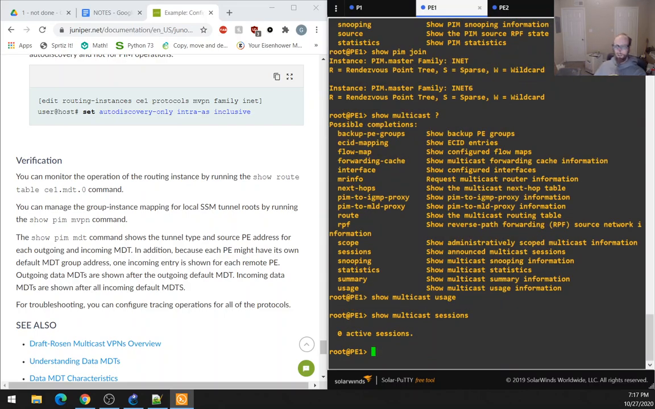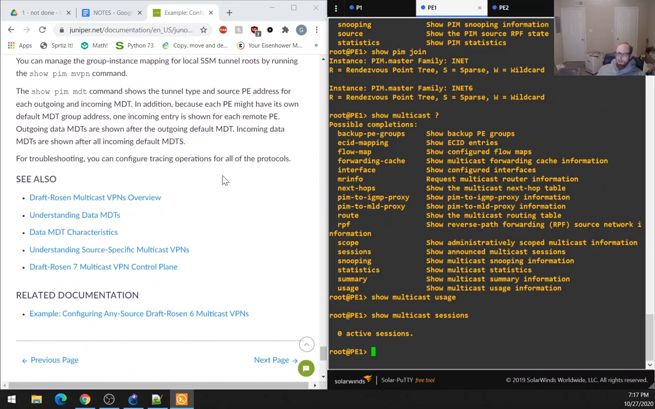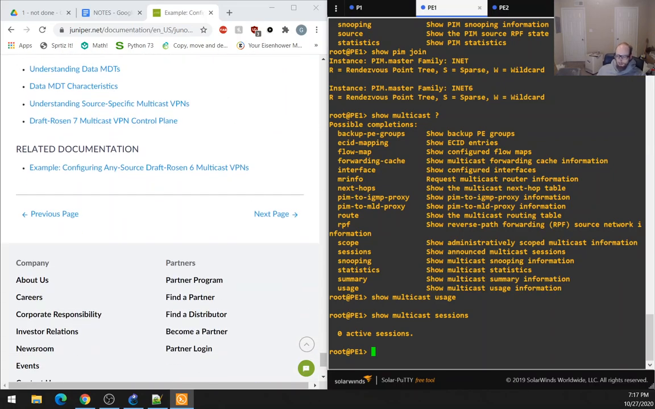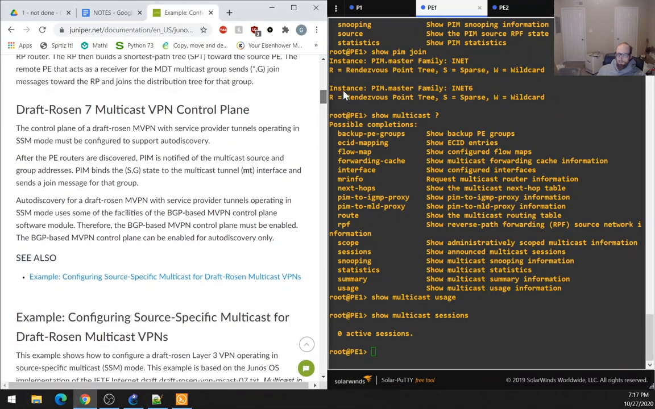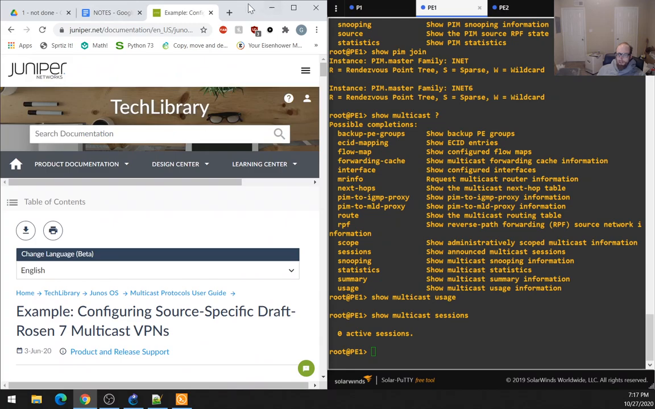Okay, so we're not getting any multicast sessions, anything like that. So yeah, I think I'm gonna be happy with this. Kind of not a lot of action on this.